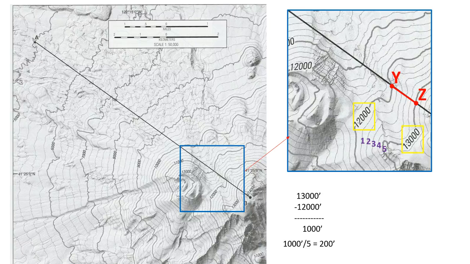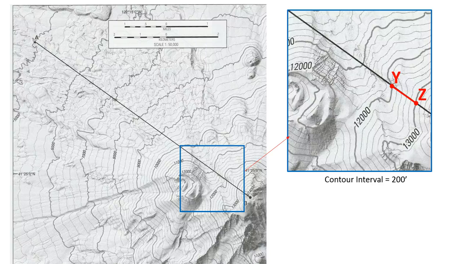Now that we know our contour interval, to determine the vertical displacement, we need to find out how many contour lines we touched to get from one point to the next. So starting from point Y, we will progress towards Z and count the number of contour lines we touch. We cross 1, 2, 3, 4, 5.